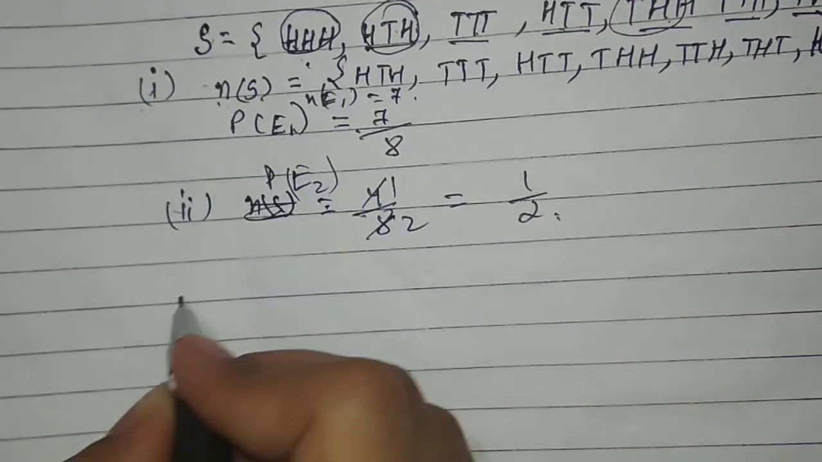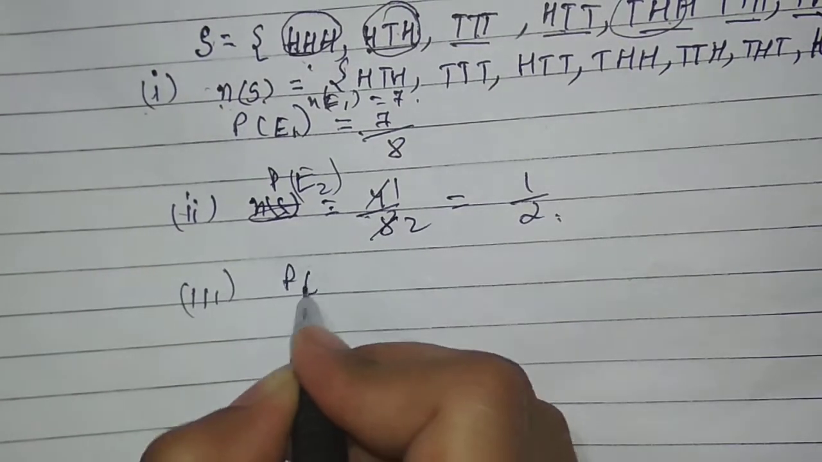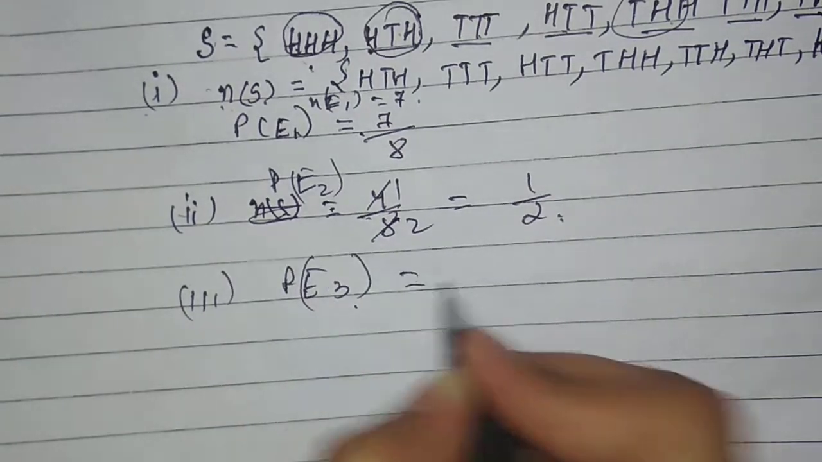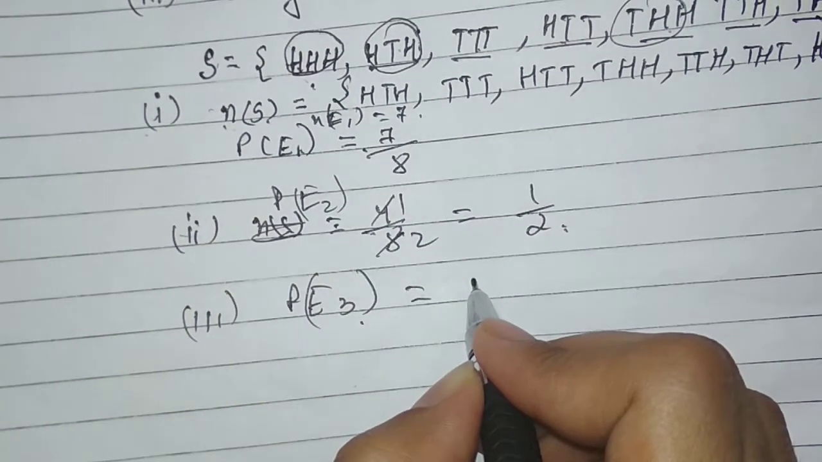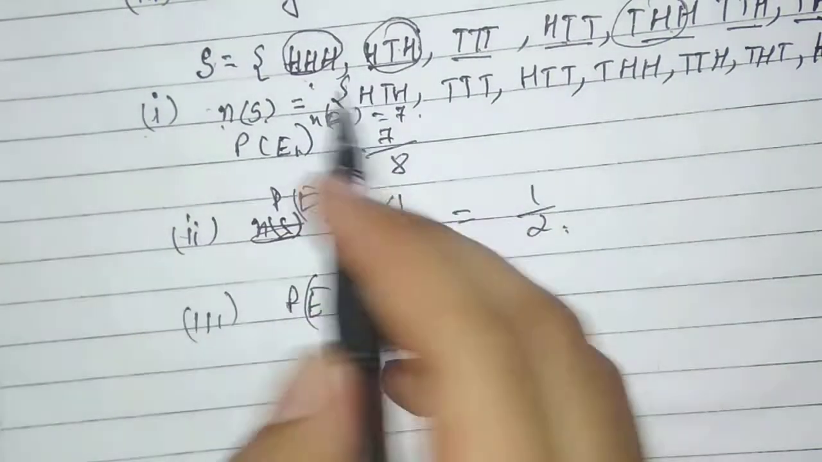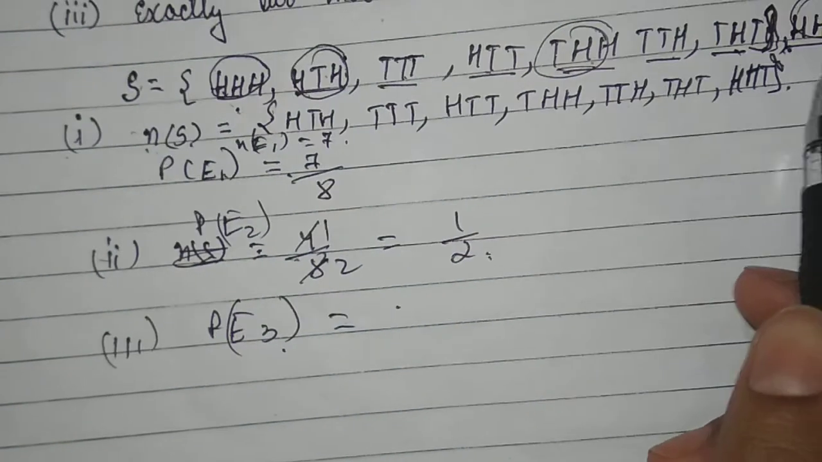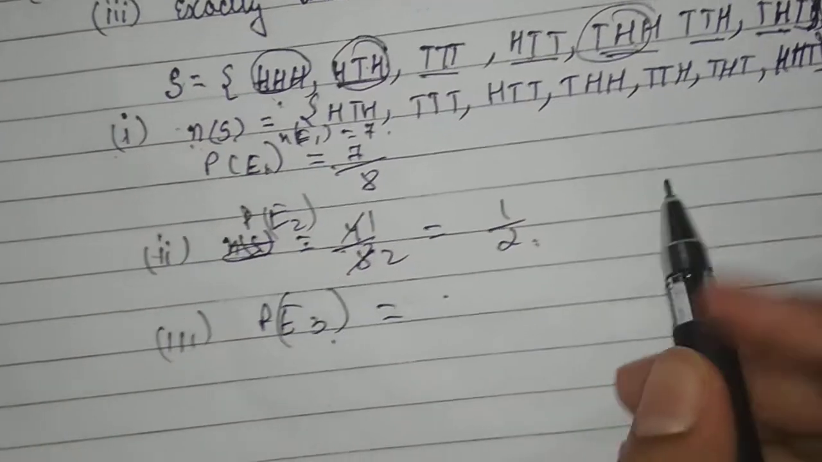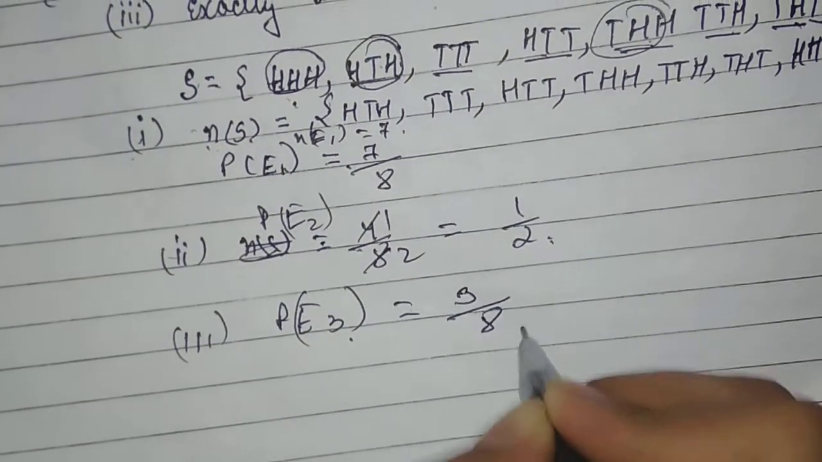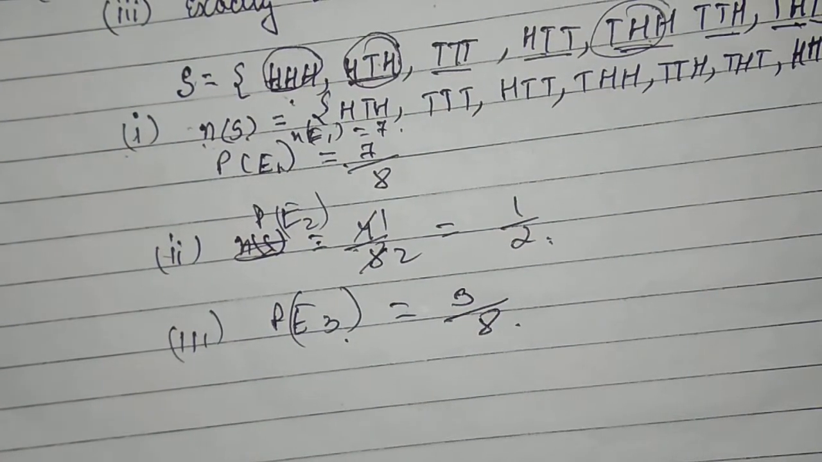Okay, then third is the probability of event 3 equals exactly two heads. So exactly two heads are 1, then 2, then 3. Okay, so 3 are there, so we will write 3 by 8. Okay, so let's solve the next question.